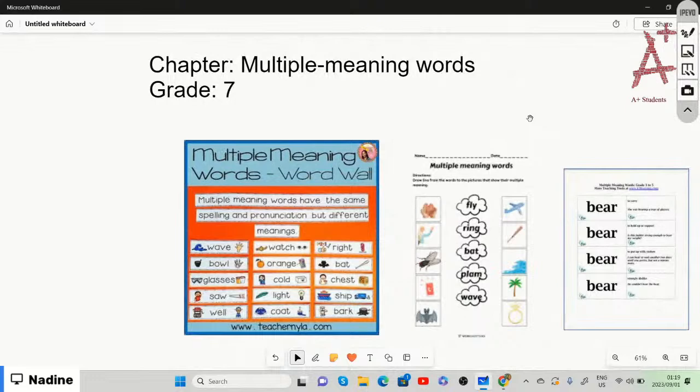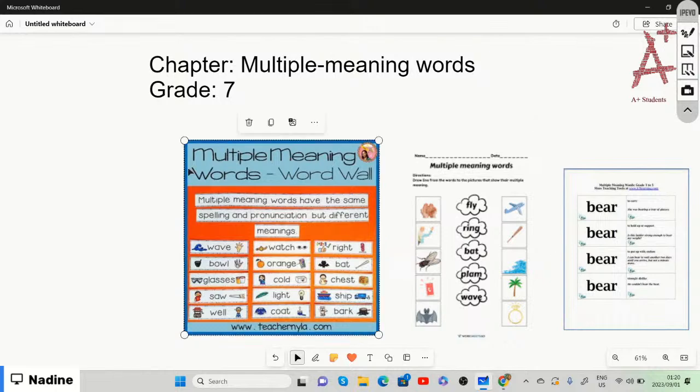So we said we have multiple meaning words, and we said it can either be words that sound the same and are spelled the same, but the meanings are different, or it can sometimes be spelled the same, but the pronunciation and the meanings are different. So that is multiple meaning words. Multiple meaning words have the same spelling and pronunciation, but different meanings. And that is basically the same as homonyms, right?